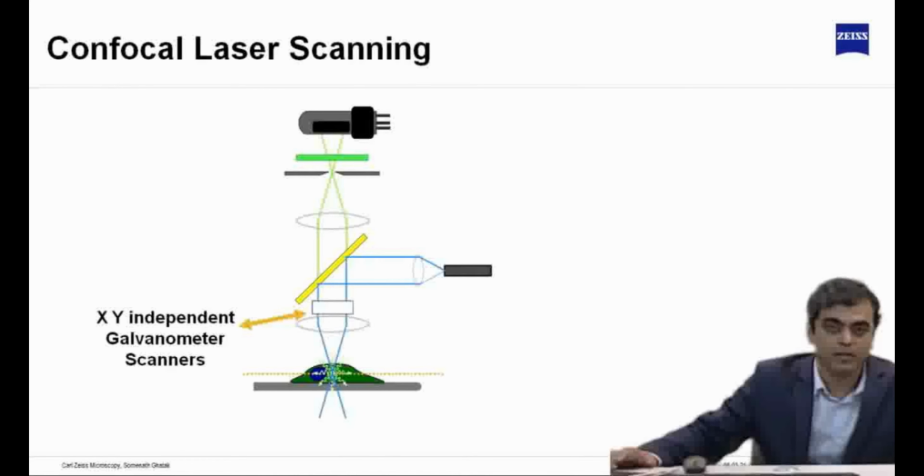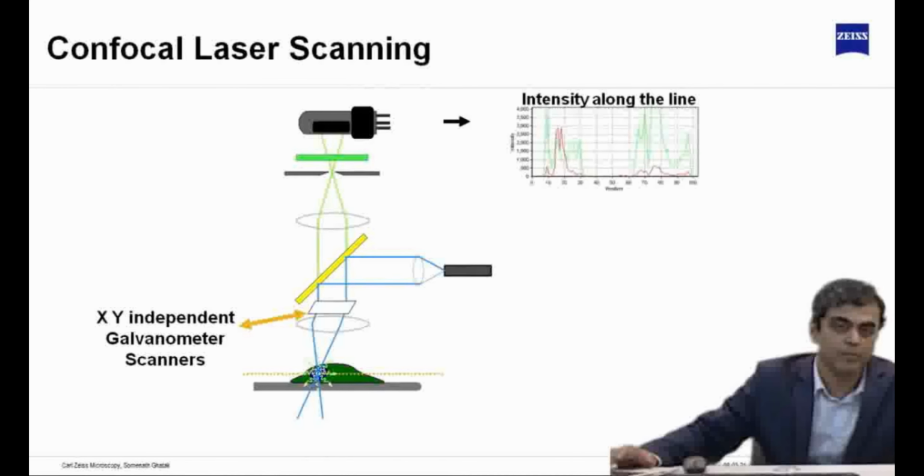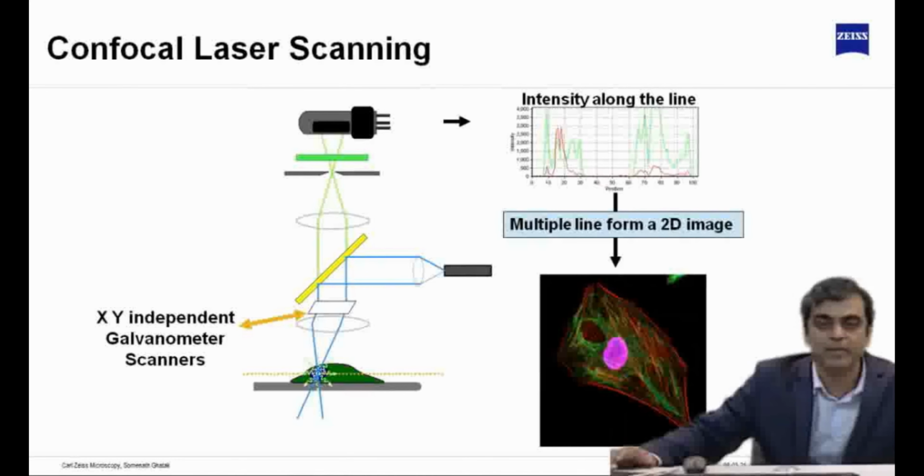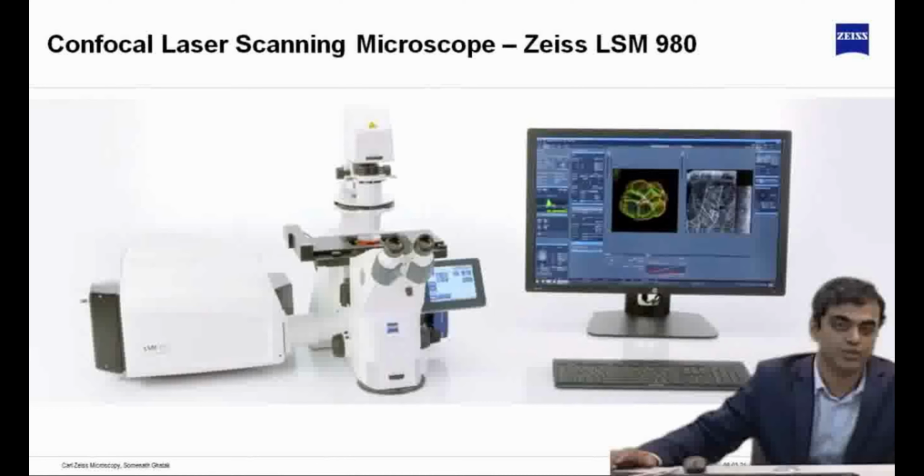Now, if you see the XY galvanometer, a galvanometer is basically a scanner which scans the sample in the XY direction. So it will change in the XY plane, and it will cover the entire XY plane of the sample from the plane of focus, and we get spectra from the particular line. So one line, if it scans, we get an intensity, and based on the fluorophores, these intensities are converted into a 2D form to give you a final image.